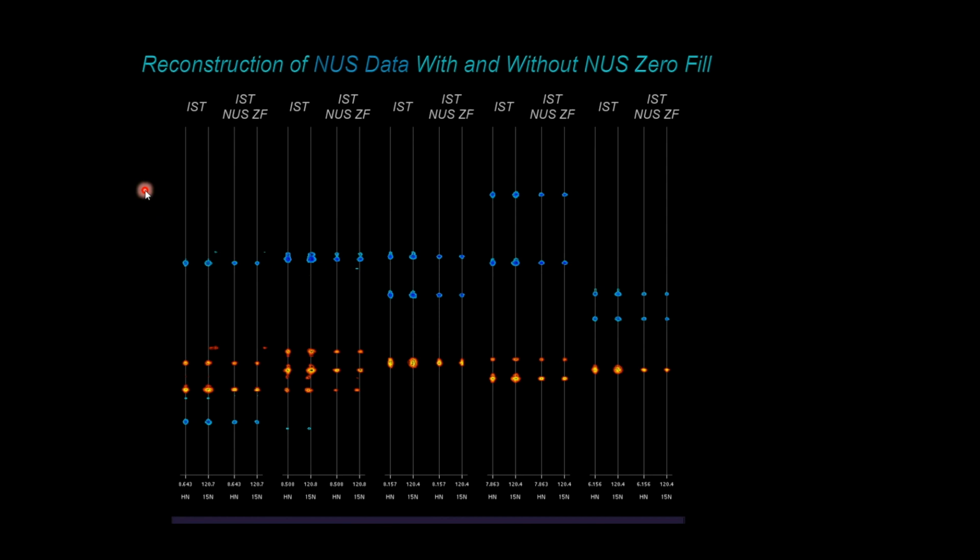Here's an example of the difference between reconstructing non-uniformly sampled data with and without extrapolation. For example, here's a pair of strips from a reconstruction without extrapolation, and here's that same data reconstructed with extrapolation. So we can reduce the line widths in both indirect dimensions very directly and do it as part of the ordinary reconstruction that we would have to do anyway. So this works very well for non-uniformly sampled data. It also works beautifully on conventional data.